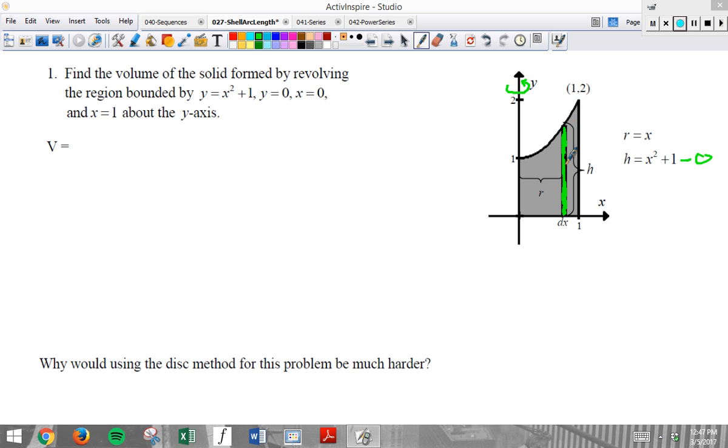Anytime we are looking at a vertical rectangle, I'll write it down somewhere. Vertical rectangles for both methods: vertical rectangles, dx. Horizontal rectangles, dy.